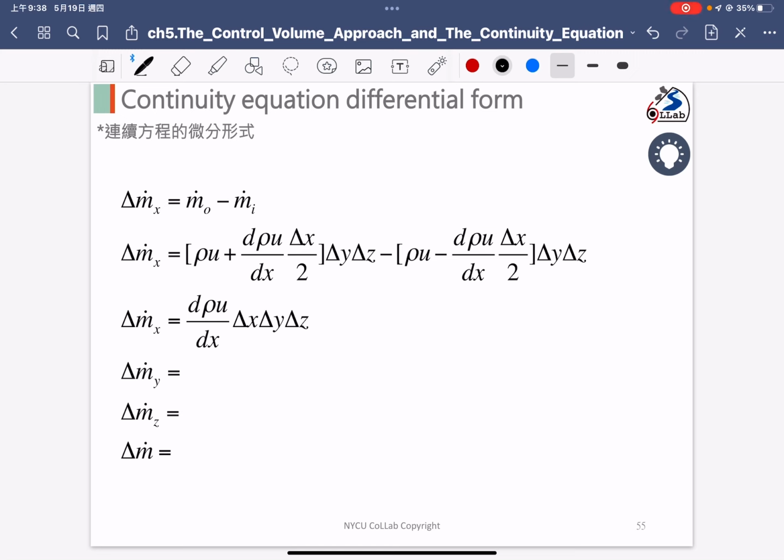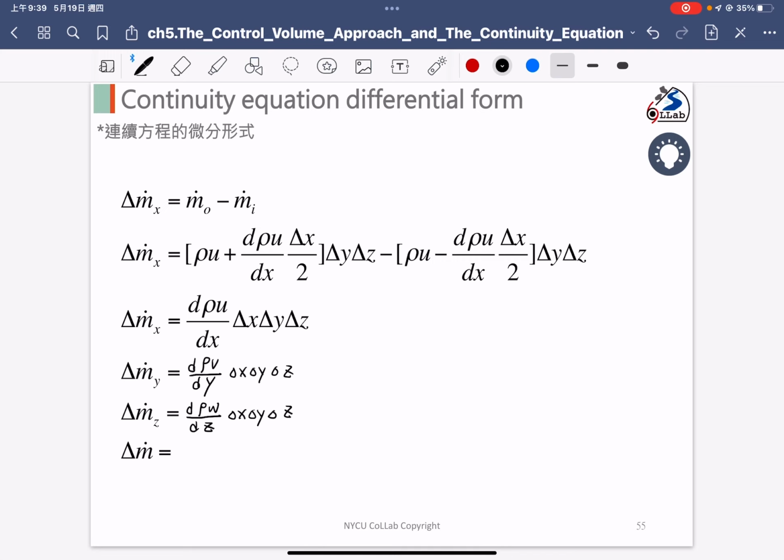So similarly, we can write down the mass flow rate change along the y direction as ρv dy times dx dz, which is delta x, delta y, and delta z. And along the z direction it can be rewritten as ρw dz times delta x, delta y, and delta z.